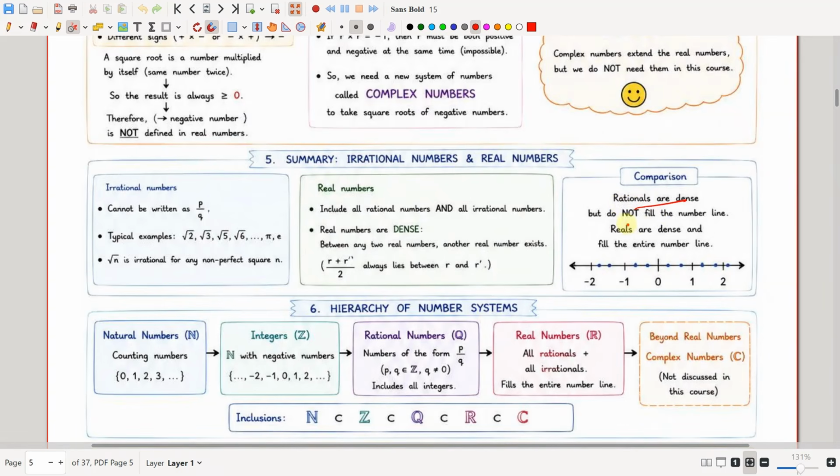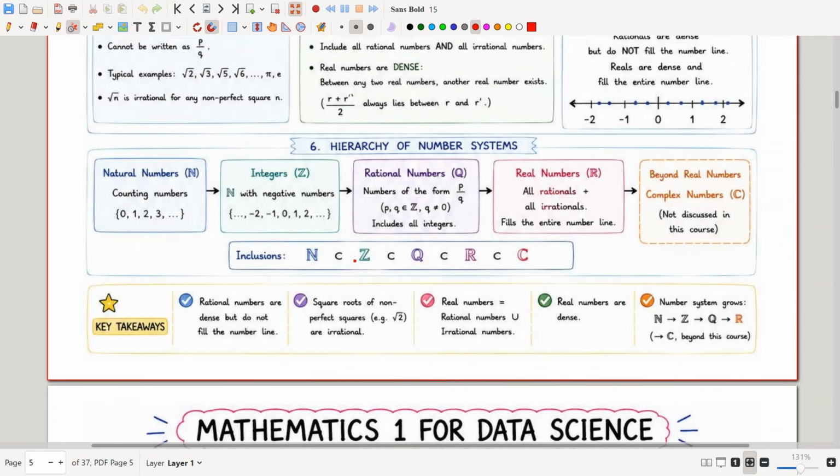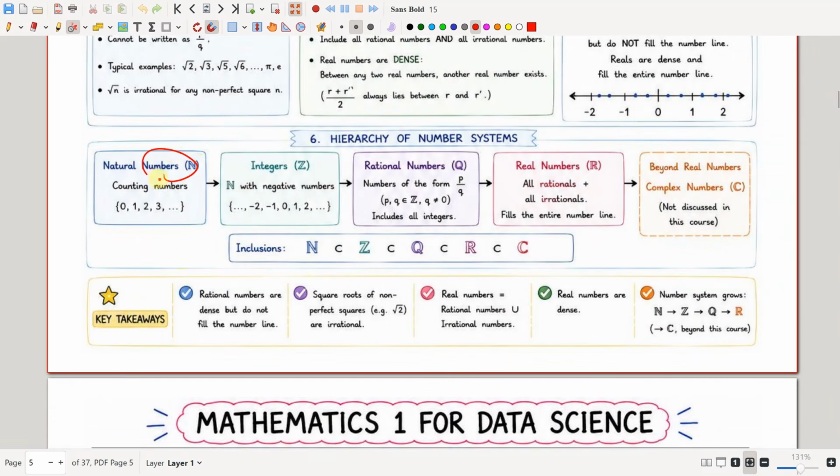rational numbers are dense and they do not fill the entire number line. We also have irrational numbers, but real numbers are dense and they fill the entire number line, because the real number set is equal to the rational number set union the irrational number set. Okay, so the hierarchy of the number systems will be: natural numbers are the lowest, the next lowest is integers, the next is rational numbers, the next one is real numbers, and beyond real numbers is complex numbers. Complex numbers are the highest in the hierarchy here. But complex numbers are not discussed in this course, so we have to skip that for now.